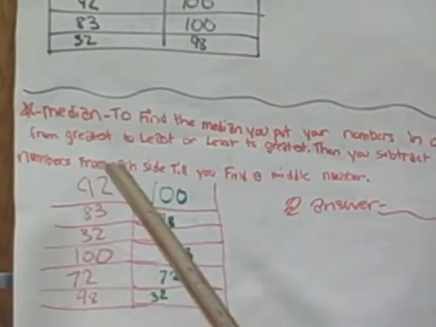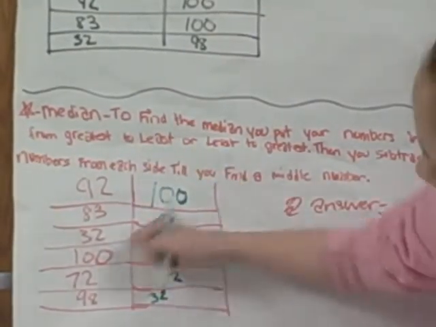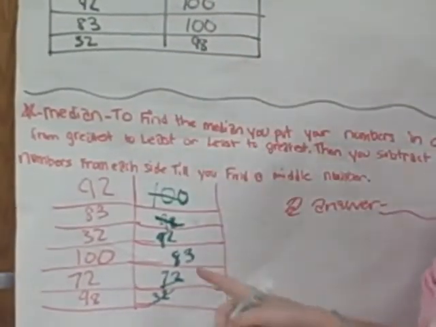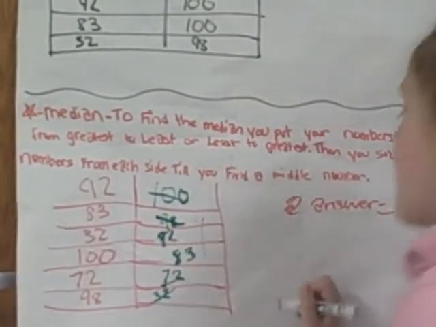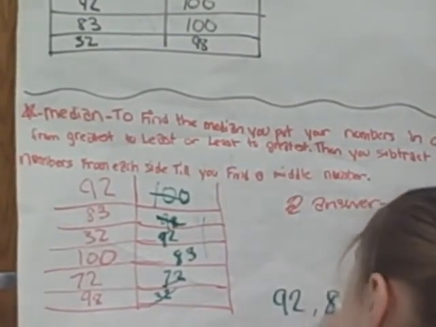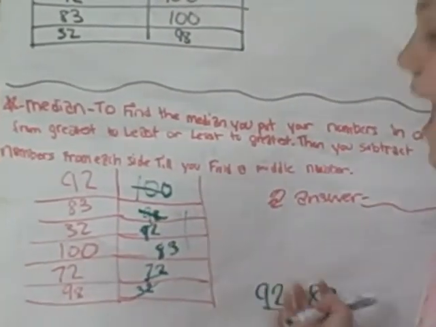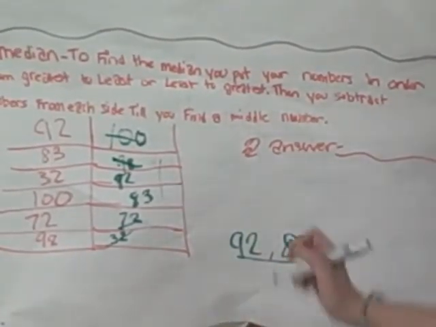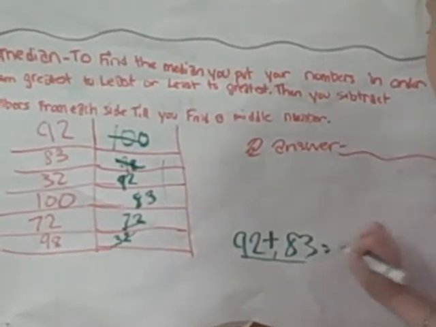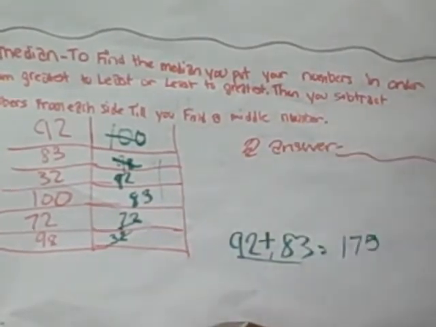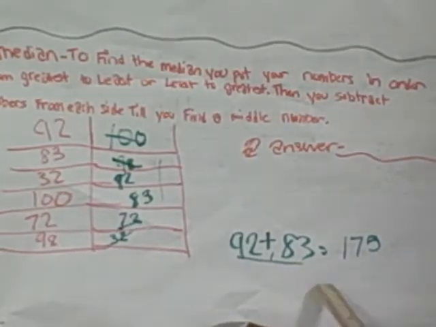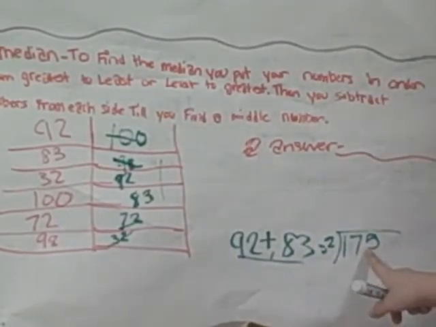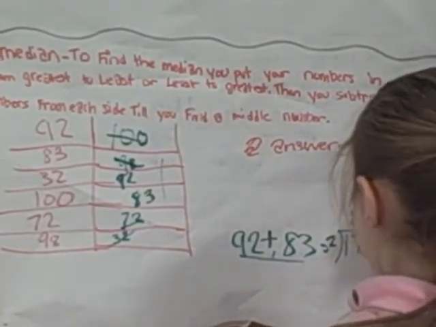So now we're going to take off numbers from each side until we find a middle number. So if we take off 32, we take off 100, we take off 72, and we take off 98. But now we have two numbers. We have 92 and 83. Whenever you have two numbers, you have to add the numbers together. So 92 plus 83 is 175. And we're going to divide that by 2, since there's two numbers. So 175 divided by 2 is 87 and a half. 87.5.